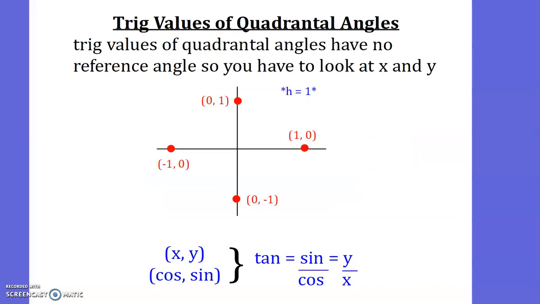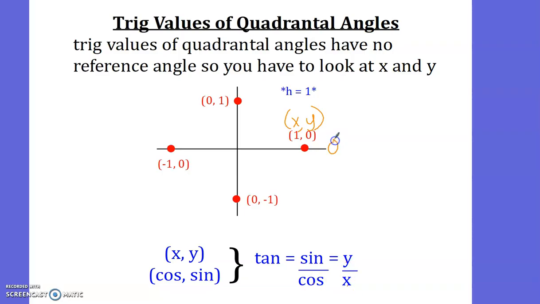Okay, we can then have quadrantal angles. These are angles that fall on the axis. You don't have a reference angle, so here we have to use the different ordered pairs. For these, we are going to be using x and y instead of opposite and adjacent. So this would be x comma y. And sine always goes with y and cosine always goes with x.